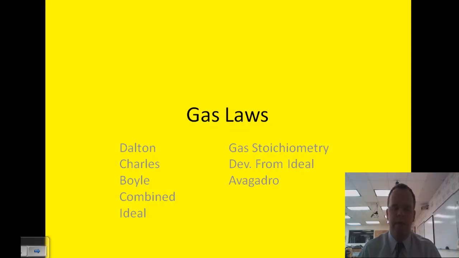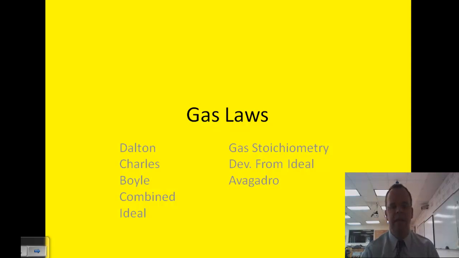So we're going to be going through a number of gas laws in this chapter, learning all the different relationships between the four gas variables: pressure, volume, temperature, and number of moles. And since we have number of moles included, we're going to be able to get a relationship between moles and volume at a standard temperature and pressure and do a lot of stoichiometry with that. So we'll be bringing back stoichiometry in this chapter.